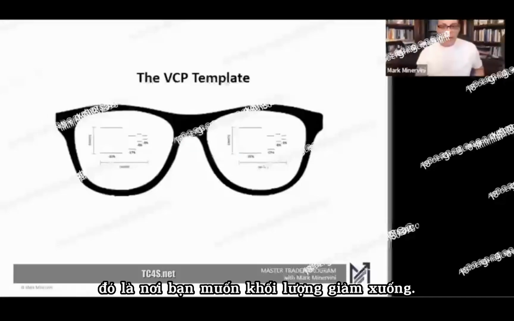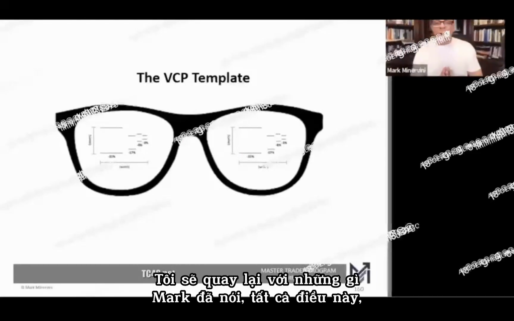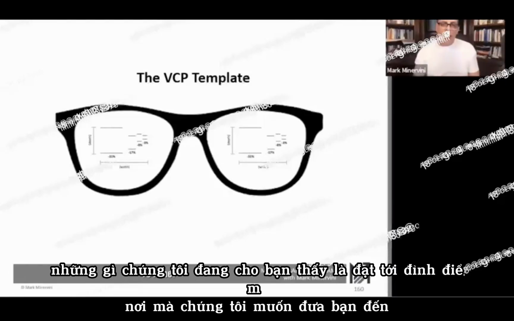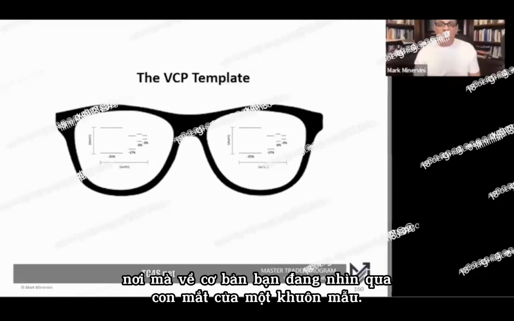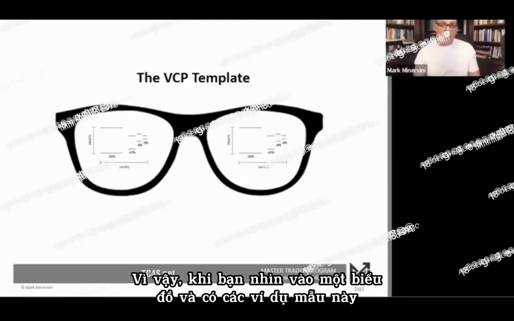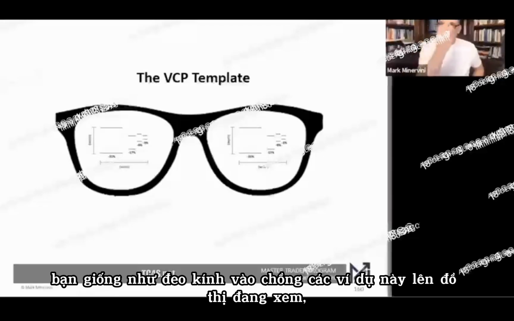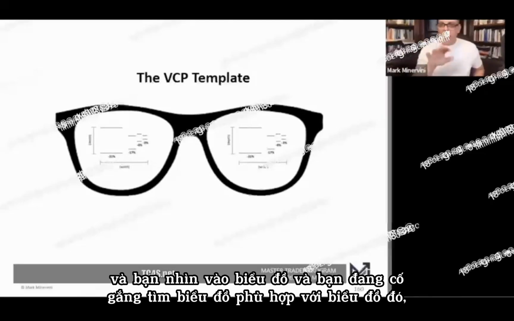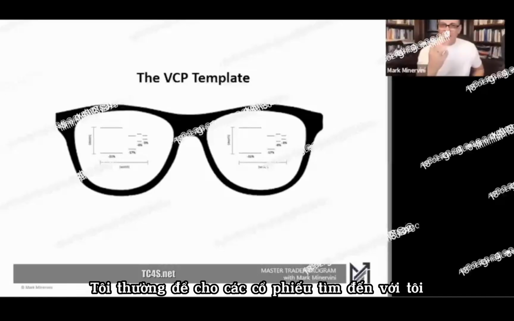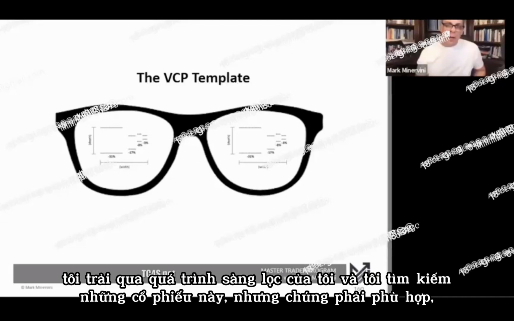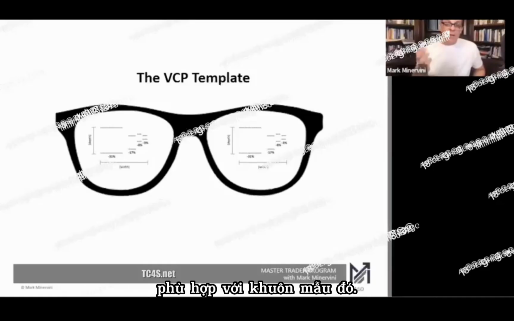So, going back to what Mark was saying, all this that we're showing you is to culminate to where you're looking through basically the eyes of a template. When you look at a chart, it's sort of like you put glasses on and you've got the template superimposed on it, and you look at charts trying to find the chart that fits that template. So I let the stocks come to me. I go through my screening process and I look for these stocks, but they've got to fit that template.